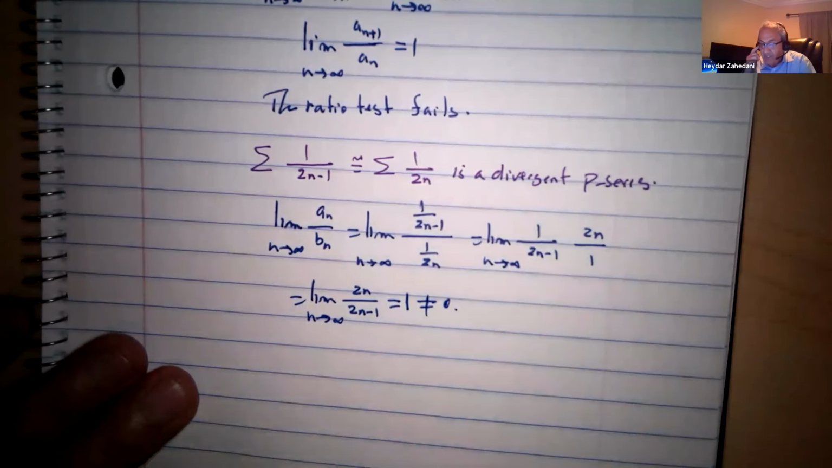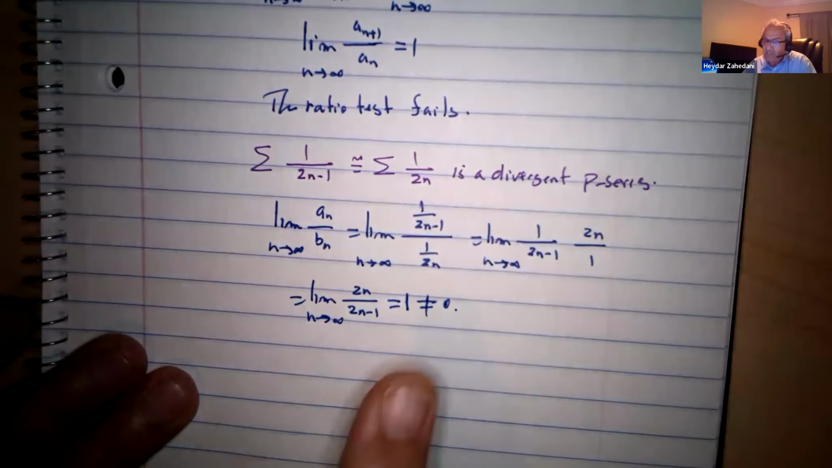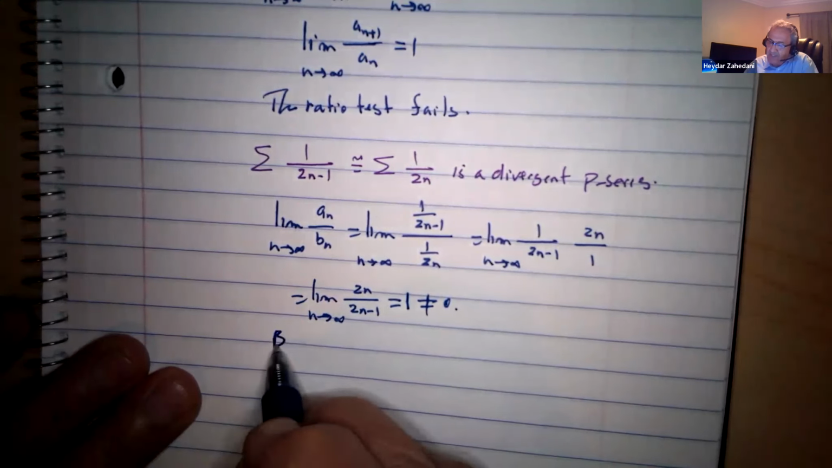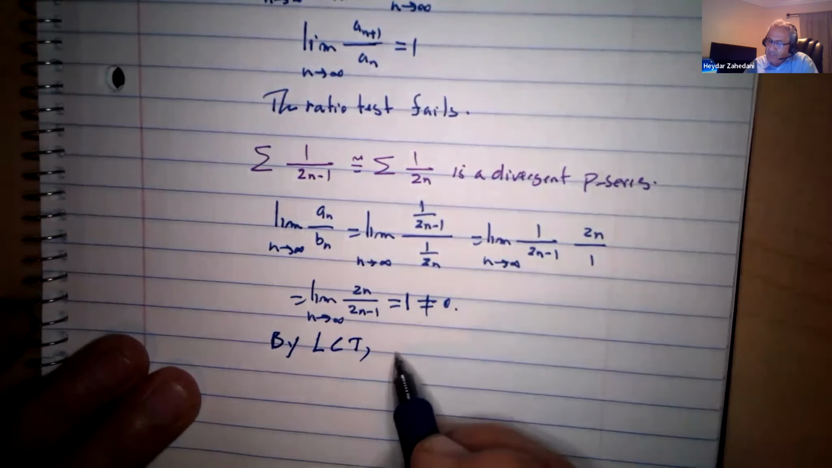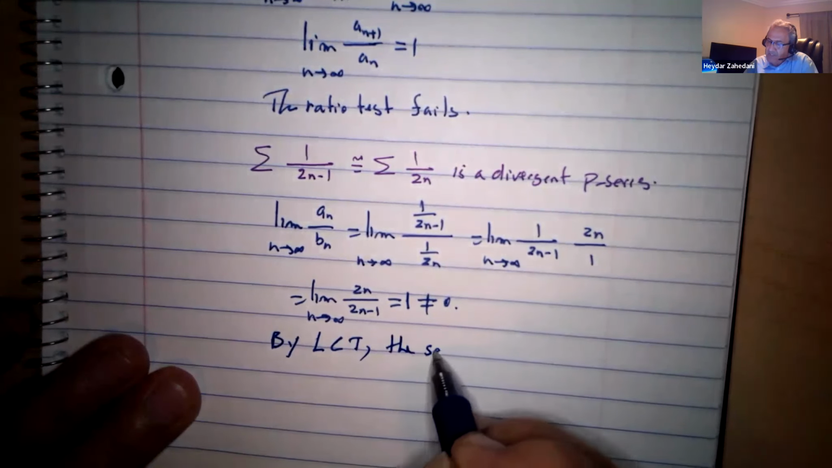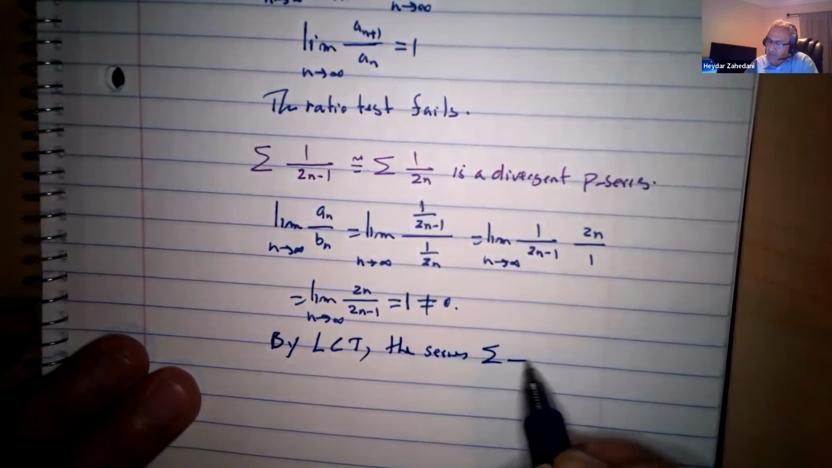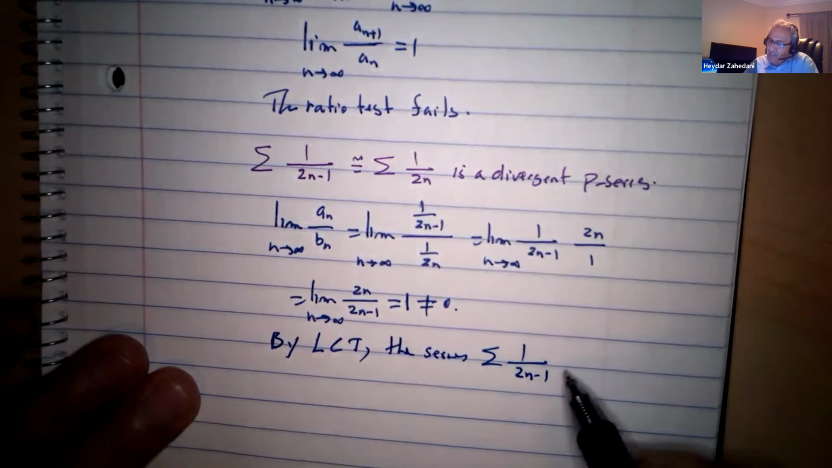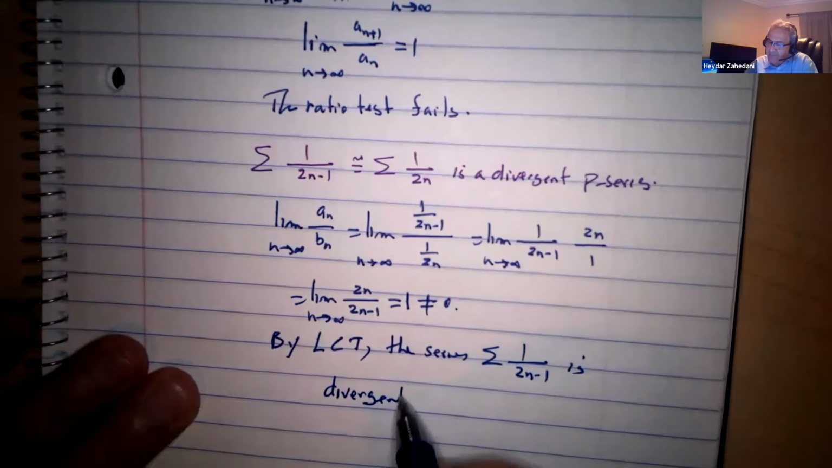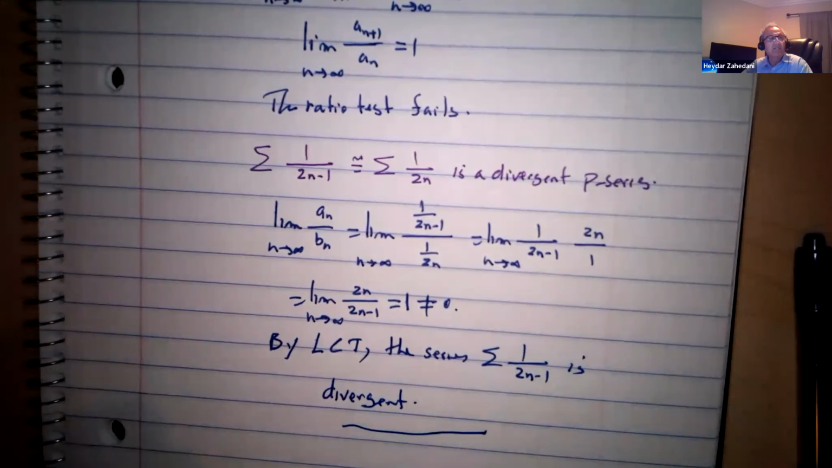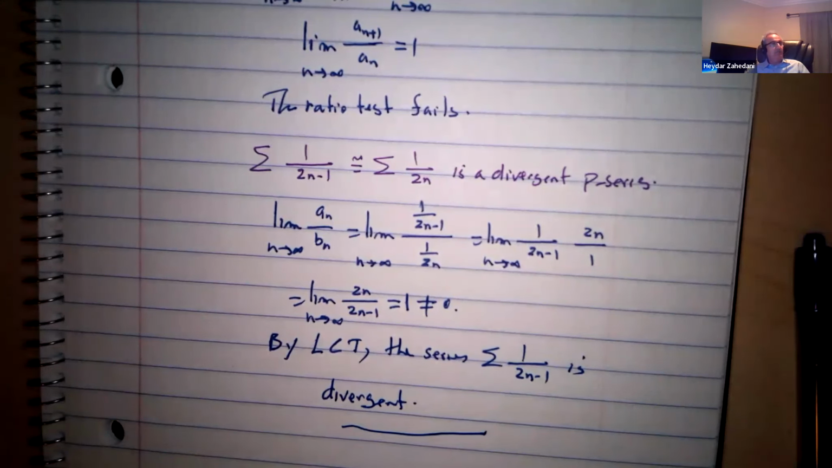Remember, in the case of the limit comparison test, you must get a non-zero positive number. So by the limit comparison test, the series sigma of 1/(2n minus 1) is divergent. So you have to be careful. Sometimes you may use the wrong test. If you use the wrong test, you go back and correct it.